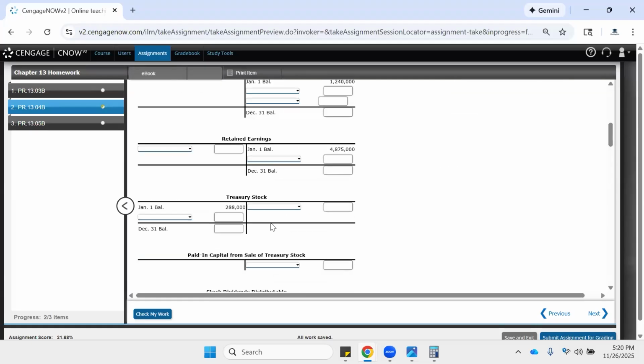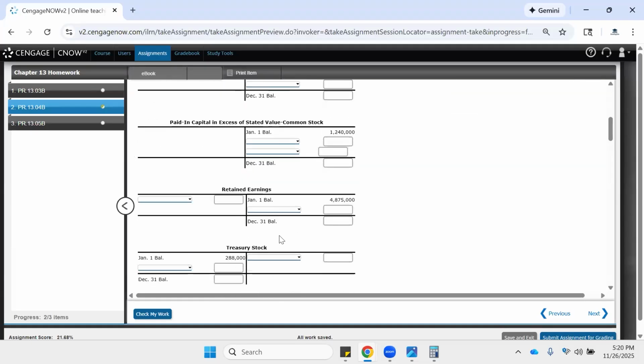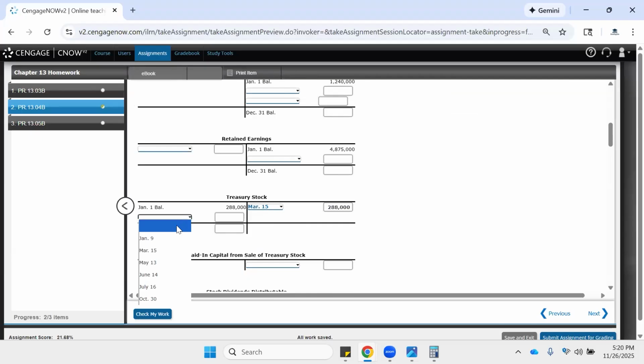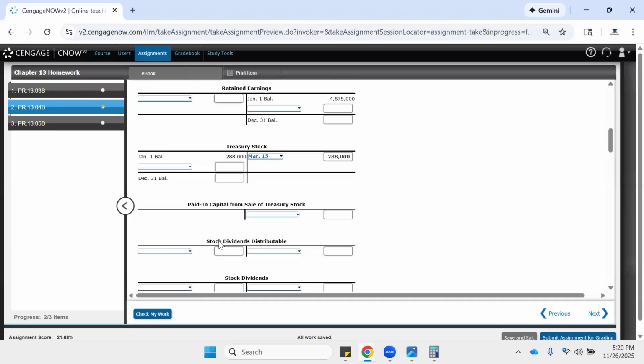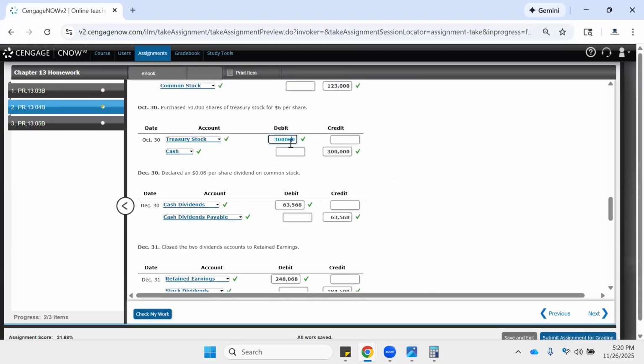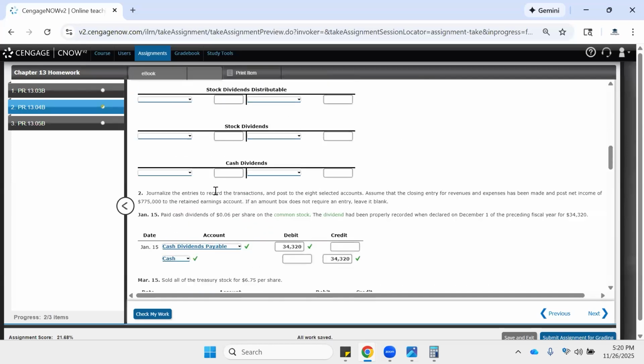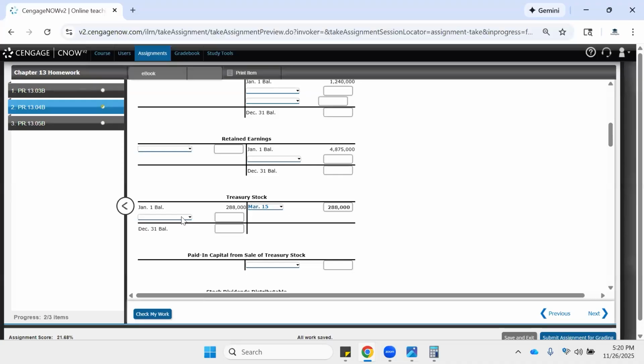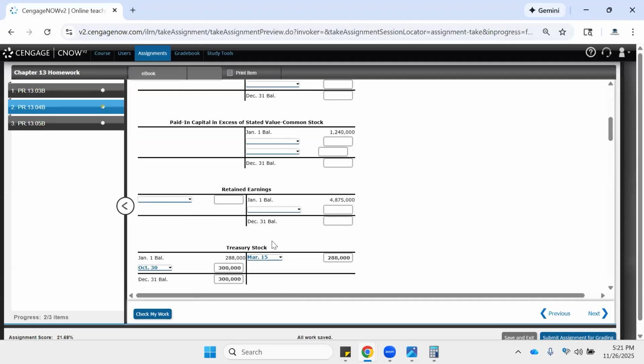And our treasury stock transaction was on March 15th. So on March 15th, we post this transaction here. Then we created the new treasury stock when we purchased it on October 30th for 300,000. And so I just take that amount directly from the journal entry. I just go to the October 30th journal entry. We debited it for 300,000 then, and the ending balance is 300,000 because we initially took away the 288,000, repurchased $300,000 of it.